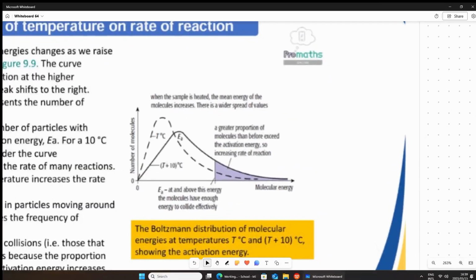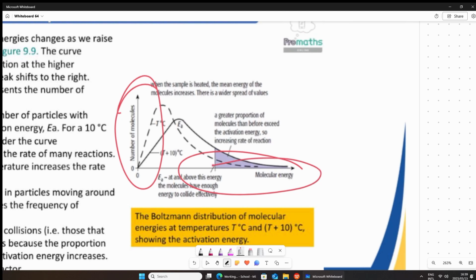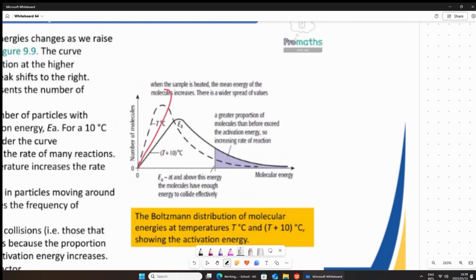If you look at the two graphs that we are having here, these are the number of molecules versus the molecular energy. What is happening? The dotted line graph is more skewed to the left. What does that mean? The area under this graph at this point is the greatest.